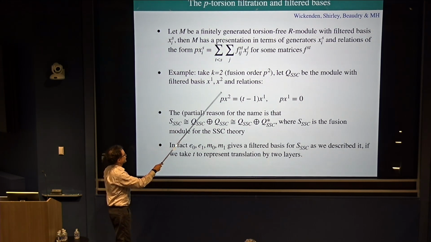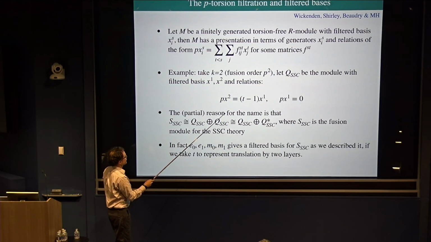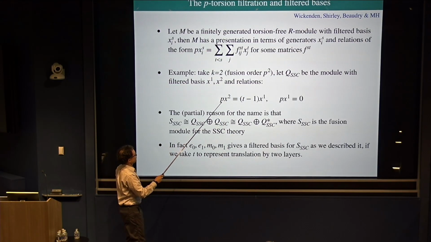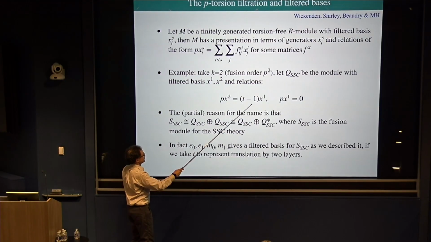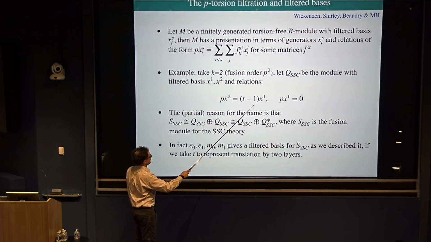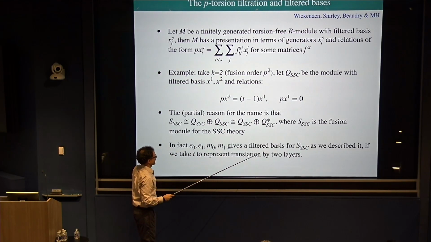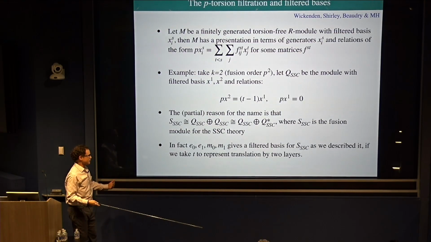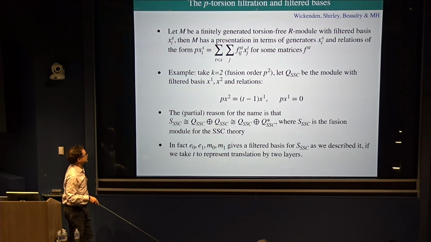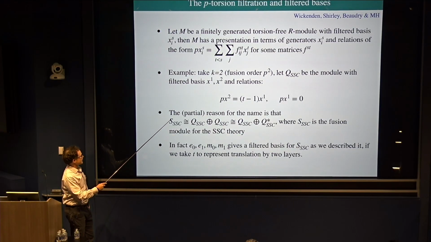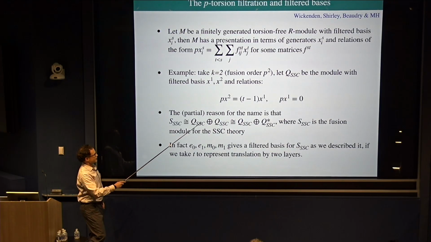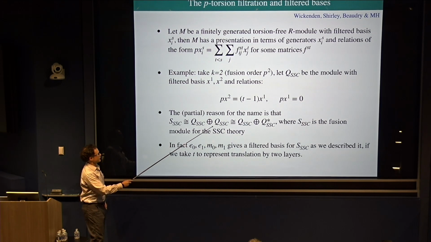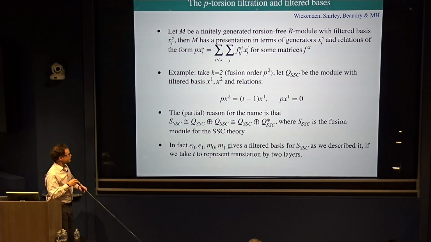So here's a really simple example at fusion order P squared. There are just two basis elements, x1 and x2. And if you multiply x2 by P, you just get T minus 1 times the other basis element. And P times x1 is just 0. So this defines an R module. And we'll call this QSSC because the fusion module of this SSC theory is essentially just two copies of QSSC. Okay.